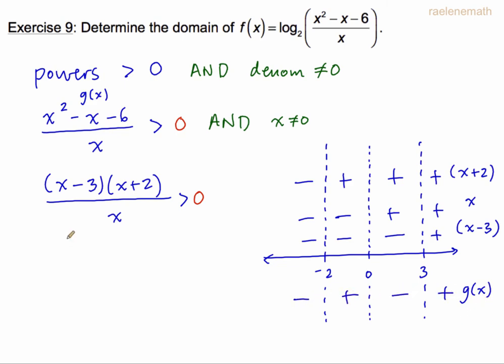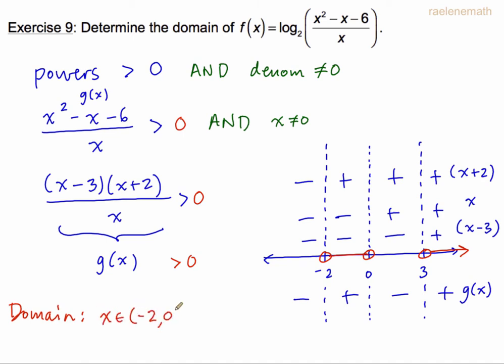And I know that I want g of x, this blue graph, to be positive or lie above the x-axis, and that's going to occur in this second region or in this fourth region. And so from here I get that my domain is x contained from -2 until 0, union 3 to infinity. And again, the best way to check this is to sketch the original function's graph.